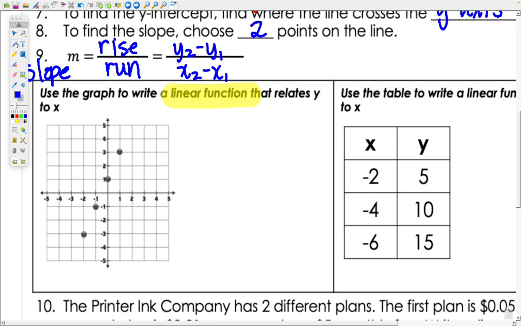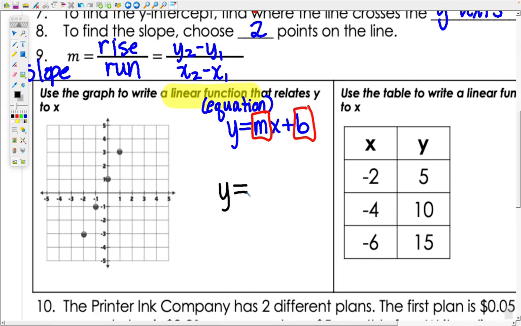So, linear function, write the word equation, because a linear function is the same thing as a linear equation. And our linear equations are written in this form, which means I need to know what is my M and what is my B. Hey, let's do that rise and run. Yes. Before you do that, I want to show you something. Our equation is always going to have that right there. The only thing we're filling in is the M and the B.